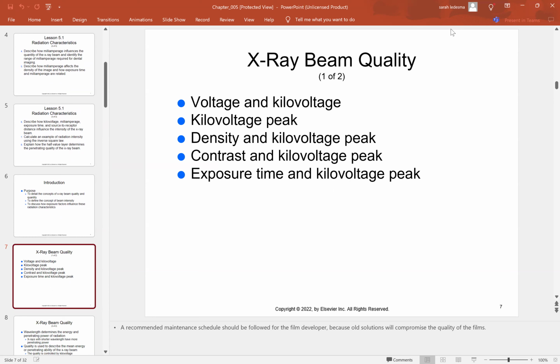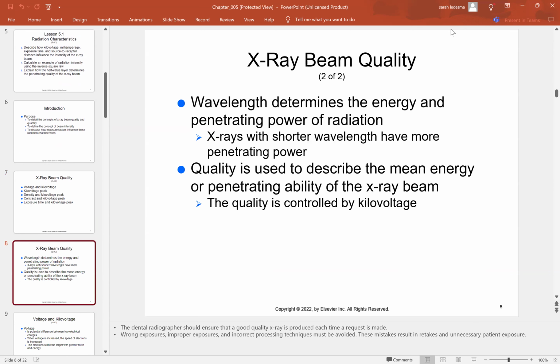X-ray beam quality, including voltage and kilovoltage, kilovoltage peak, density and kilovoltage peak, contrast and kilovoltage peak, exposure time and kilovoltage peak. Wavelength determines the energy and penetrating power of radiation. X-rays with shorter wavelength have more penetrating power. Quality is used to determine the mean energy or penetrating ability of the X-ray beam. This quality is controlled by kilovoltage.